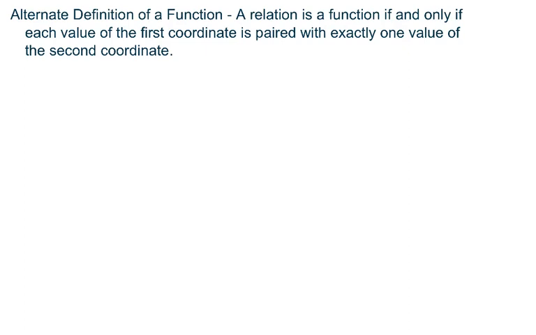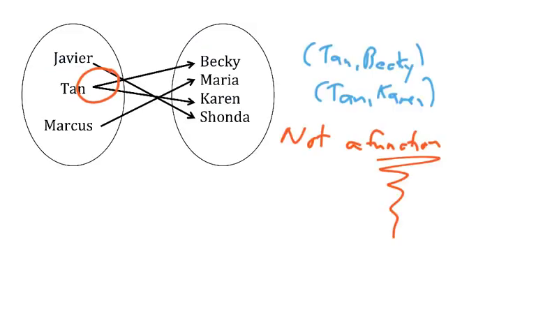The mapping version of representing a relation or a function inspires an alternative definition that many people use. It means exactly the same as what we've said before, but it might be useful as an alternative. A relation is a function if and only if each value of the first coordinate is paired with exactly one value of the second coordinate.